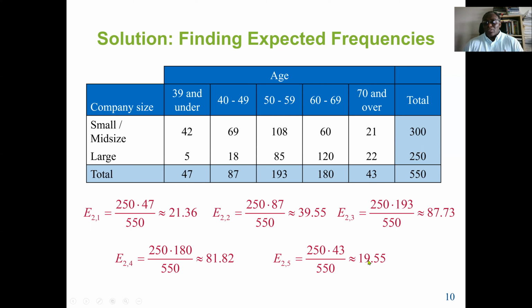So our example here uses the contingency table to find the expected value. The expected value depends on the number of values, or the number of cells, we have. Here we have 10 cells, so we have 10 expected values.